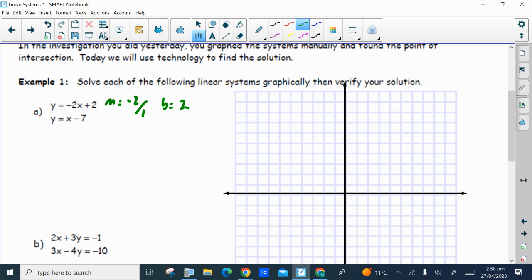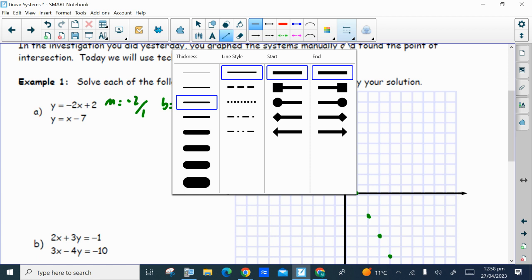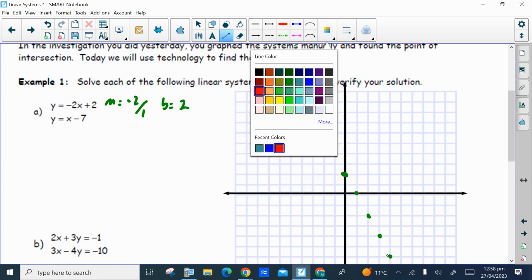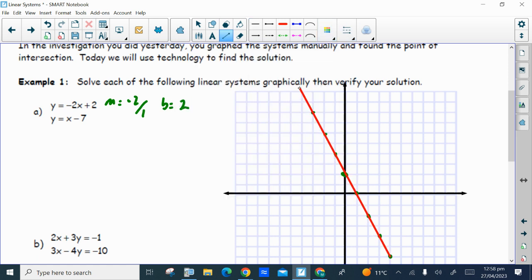So you got our y-intercept of +2 and our slope of -2 over 1. So we can go a rise of -2 and a run of 1, and we can do that multiple times. Or we can rise +2 and run -1. We can do that multiple times as well. All those points line up. So there's that first line.